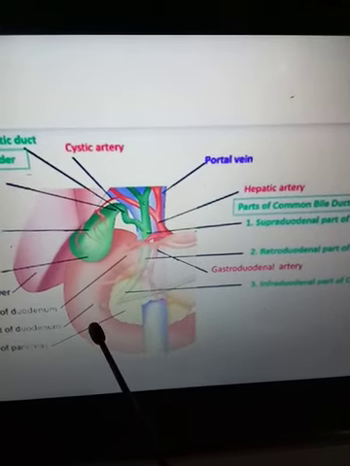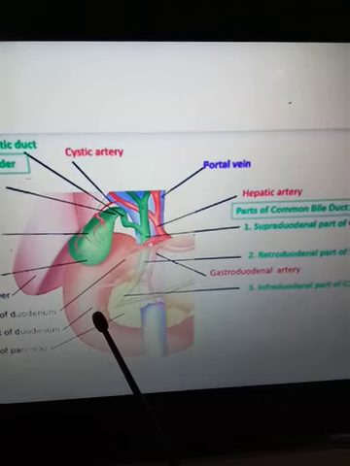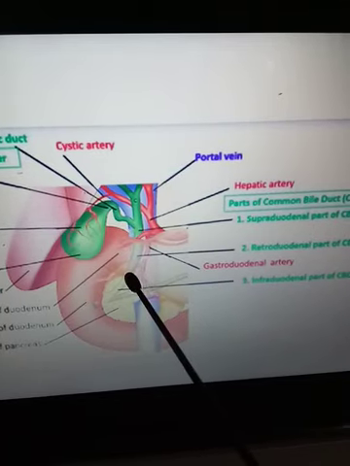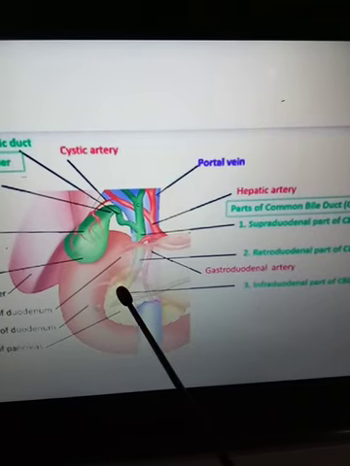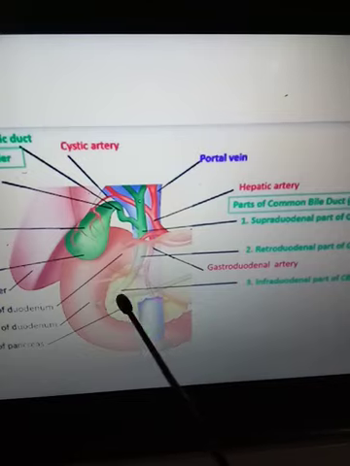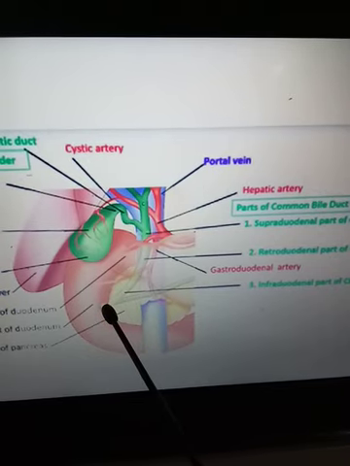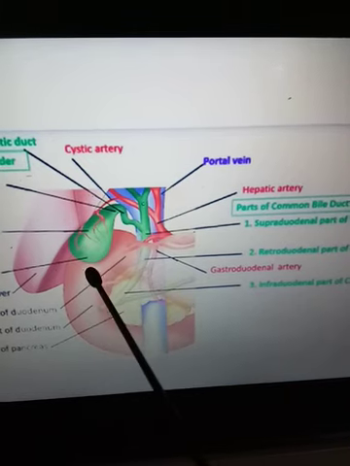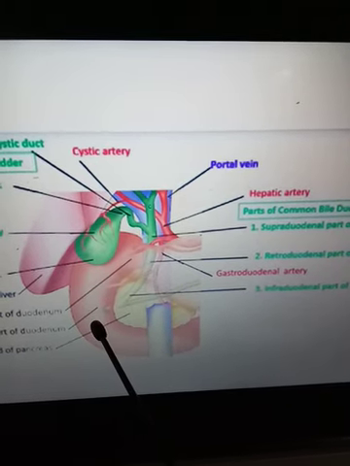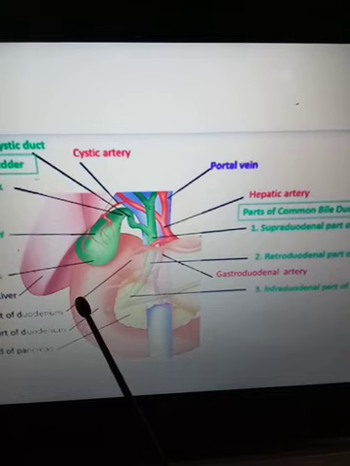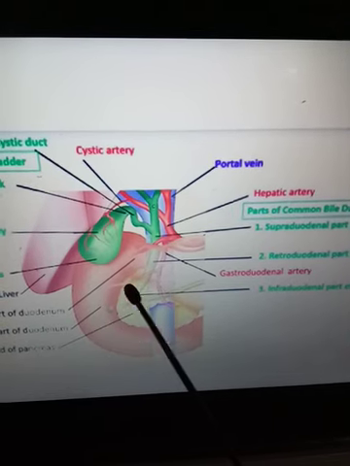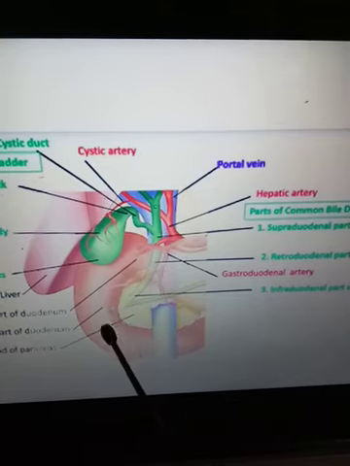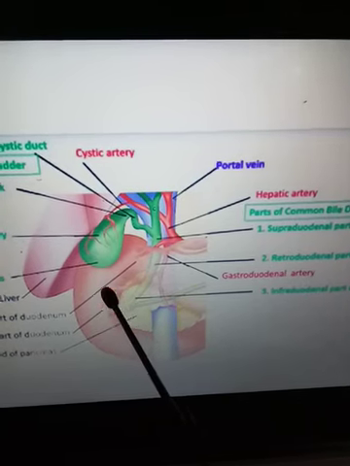Then you have another part, that is the intraduodenal part. Intraduodenal, intra means within the duodenum. When this CBD joins with the pancreatic duct, it enters the duodenum. This is the first part of the duodenum. It enters the second part of the duodenum posteromedially. ये हो गया lateral side, ये हो गया medial side. It will enter the duodenum posteromedially and since it is within the duodenum, it will be intraduodenal.